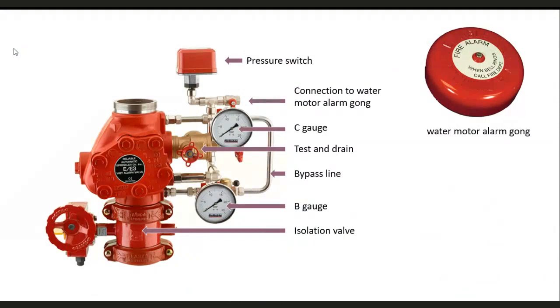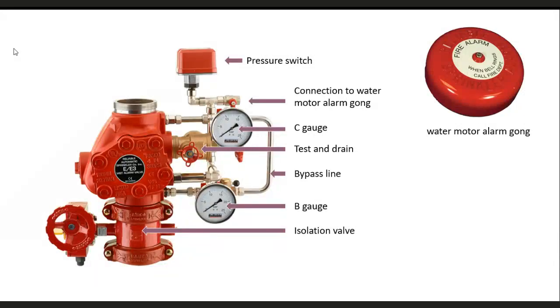Also, there'll be American trim, UK trim, and European trim. Depending on the way the rules differ, you get a slightly different set of equipment installed. But you can see the main things there: the pressure switch, the gauges, the test and the drain. The bypass line is just like an equalizing line. It has a check valve inside. It's just there to stop fluctuations in pressure causing an alarm to sound.